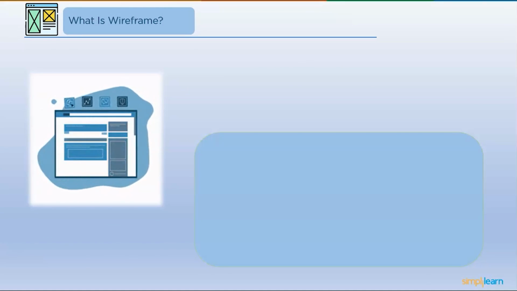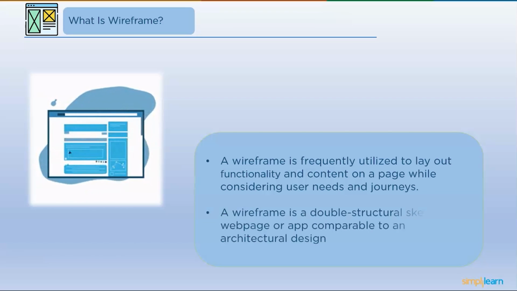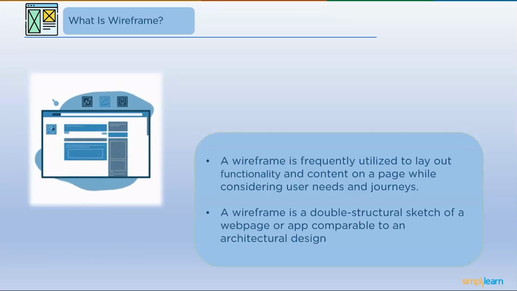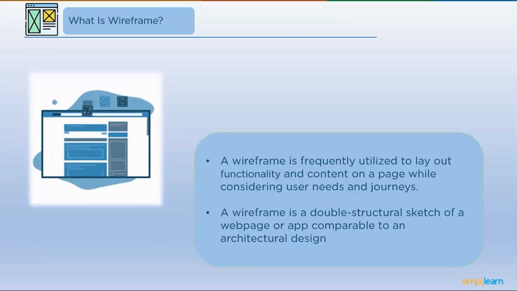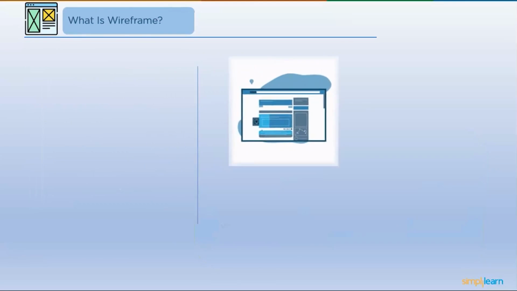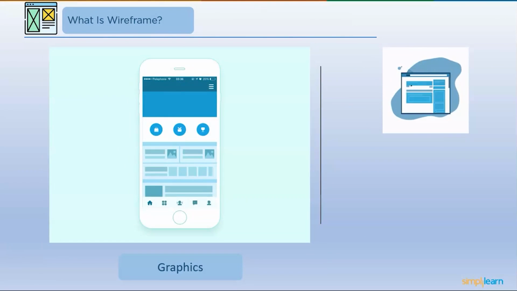A website or service can be designed using wireframes, which are frequently utilized to lay out functionality and content on a page while considering users' needs and journey. Before adding visual design and the contents to the page, the basic framework of the page is established using wireframes early in the development process. It is a two-dimensional structure sketch of a web page or app comparable to the visual interface design. In wireframes, style, color, and graphics are typically kept to a minimum because they represent the initial product concept.